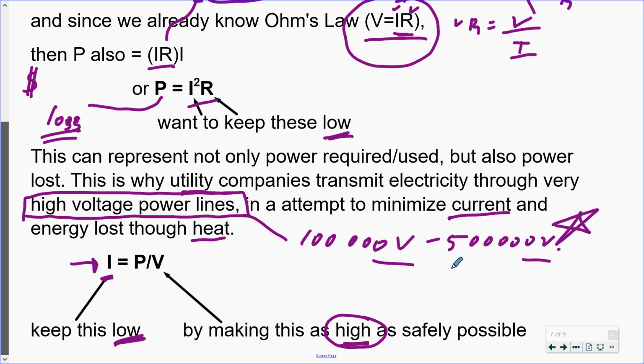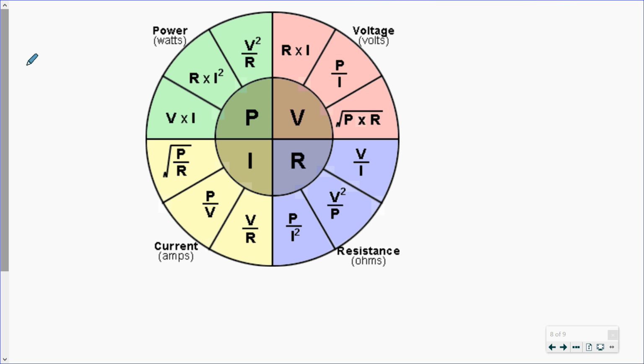Using a high voltage keeps the current low, and that means less energy is lost in the form of heat, and that means that less money is being lost as well. Much more efficient to transmit electrical energy at higher voltage and lower current.